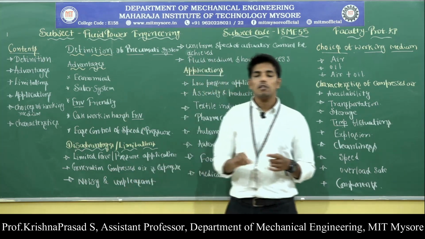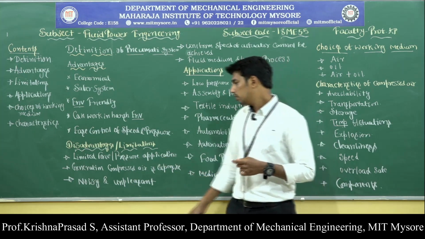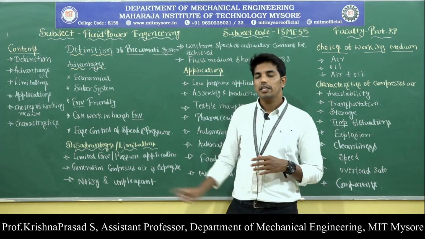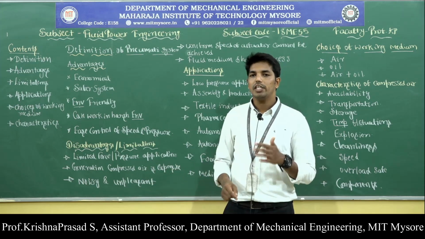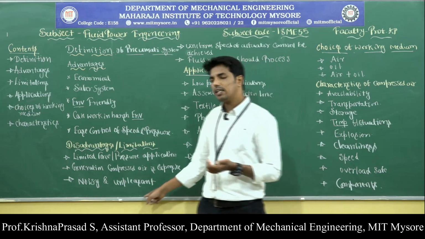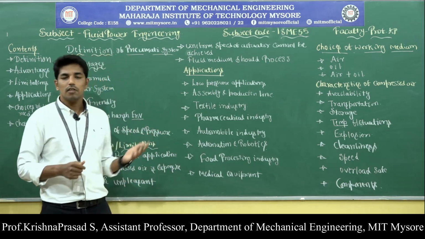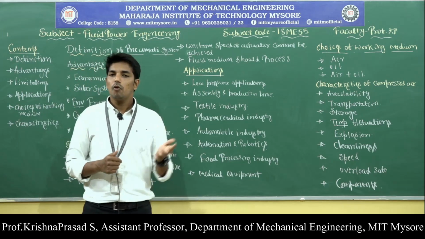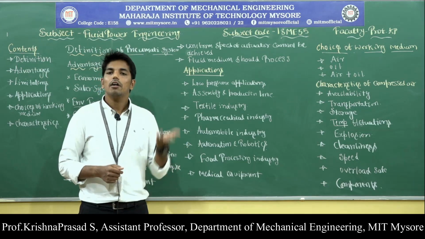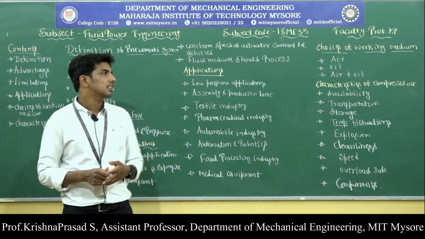Then the exhaust air obtained in the pneumatic control system is noisy and unpleasant. In order to reduce the noise, we need to adopt a silencer, which will add to the cost. That is another disadvantage. Next one, because of the compressibility of the air, uniform speed in the actuator cannot be achieved because of uneven motion of the piston. That happens in the pneumatic system.